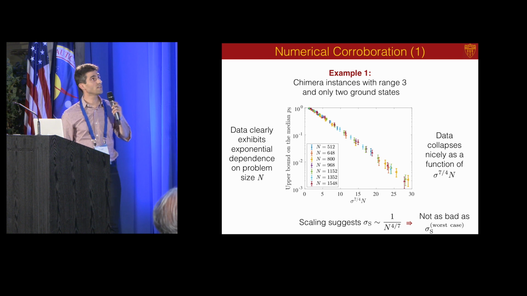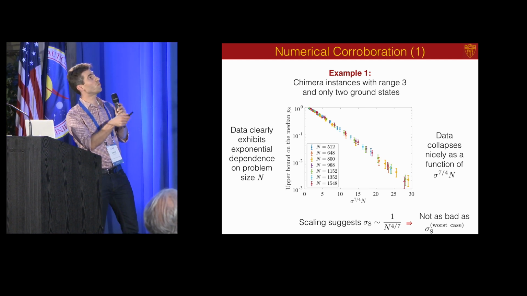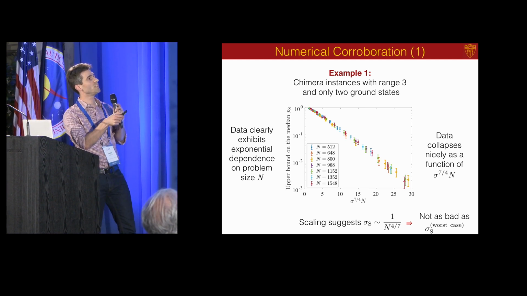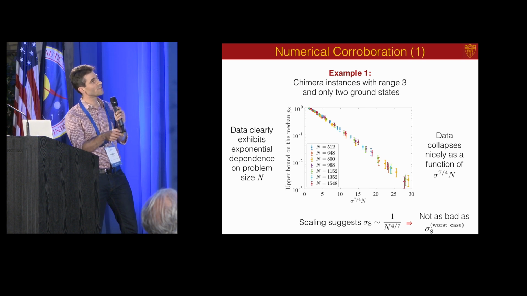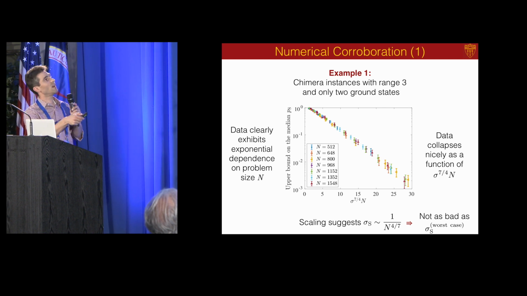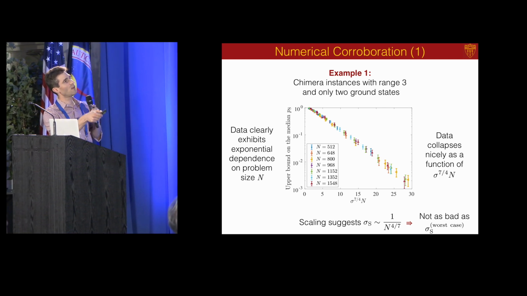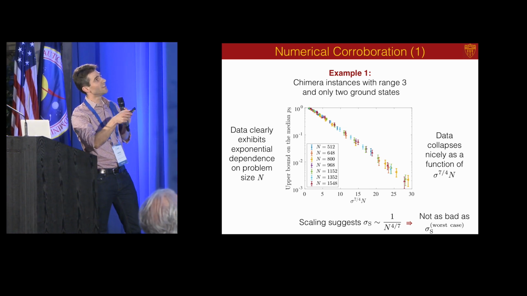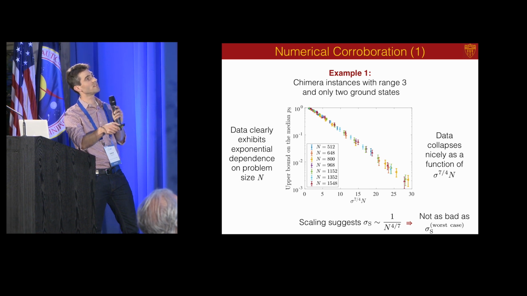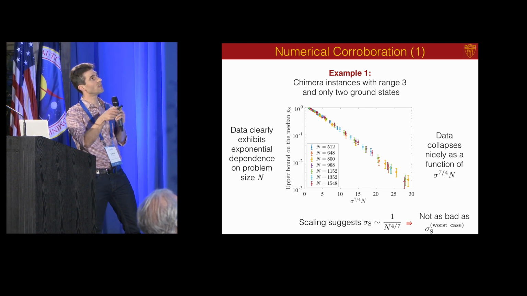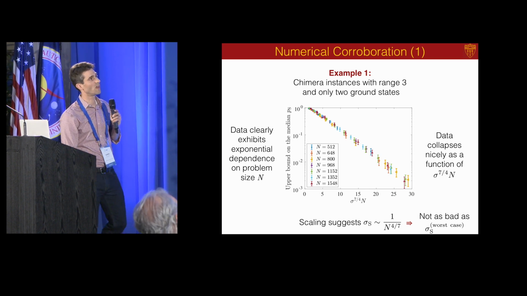So what does the data look like? So what I've plotted here is the upper bound on the median PS as a function of sigma to the 7/4 n, and I'll tell you what this is shortly. So notice that this is on a log linear scale. So the first thing that I hope you all see is that there's a clear exponential dependence on problem size. So here, the data includes instances going from n equals 512 to n equals 1,548 with a lot of different sigma values.